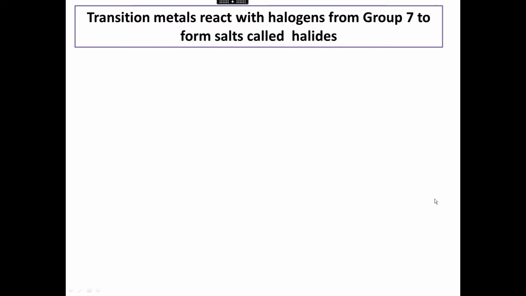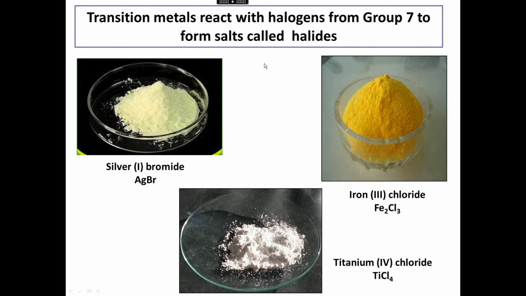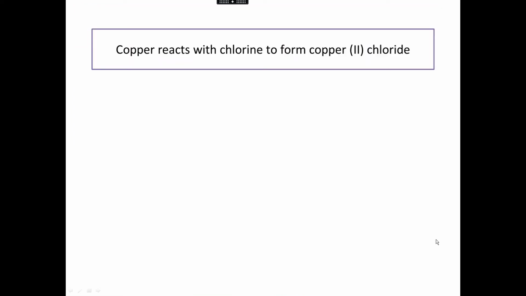Okay, so when transition metals react with group 7 elements, which are sometimes called halogens, they form salts: chloride, bromide, iodide. Now, the general name for bromide, chloride, and iodide is halides. Halogen elements, when they go in a compound, are called halides. So here we have silver bromide, iron chloride, and titanium chloride as 3 examples of transition metal halide salts. So transition metals react with halogens from group 7 to form salts, right? And the second part of the salt name will always be bromide, chloride, or iodide.